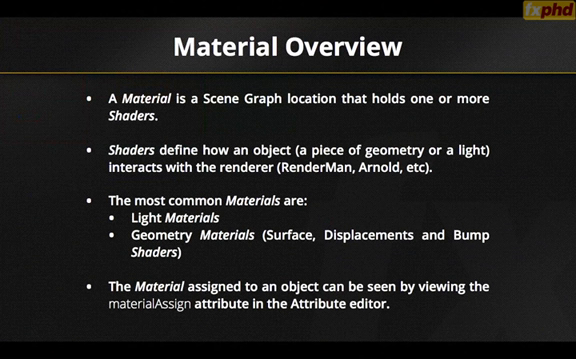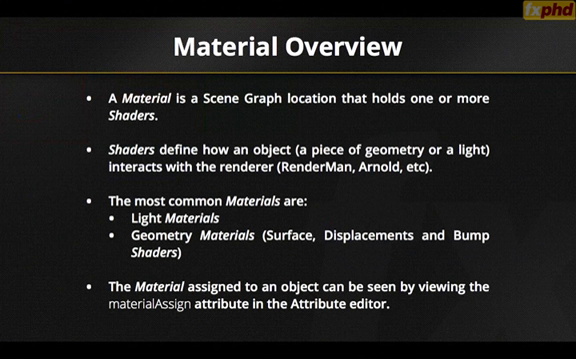Now the most common materials are either geometry materials, surfaces, displacements or bumps, or light materials. So they're the two main materials that you're going to get, and that would be very similar to what we would have in something like Maya, though in Maya, in some renderers, we also have materials or shaders that can be applied to cameras for lens distortion, but in Katana it's mainly for lights or geometry. And material assigned to an object can be viewed through the material assign attribute in the attribute editor.